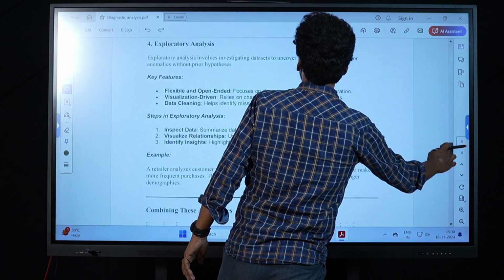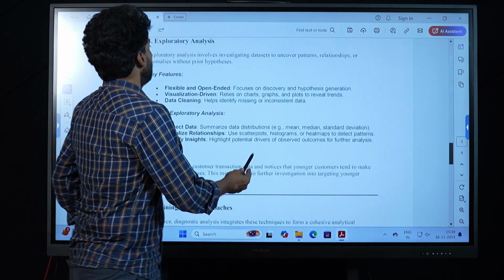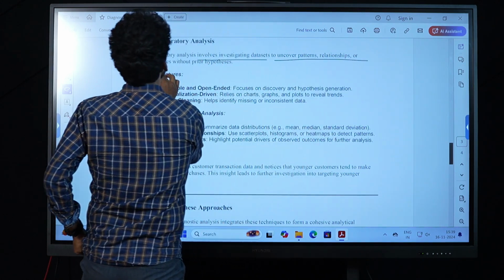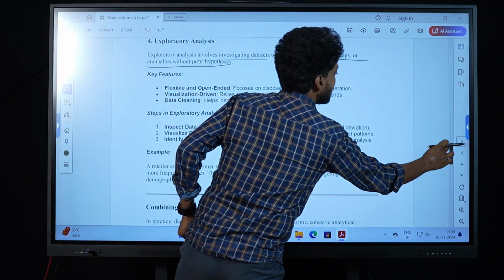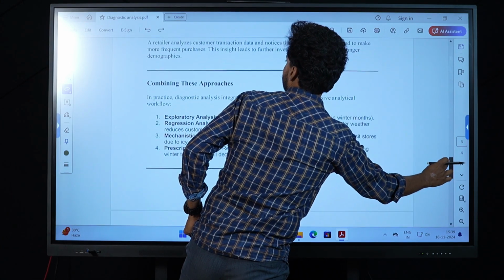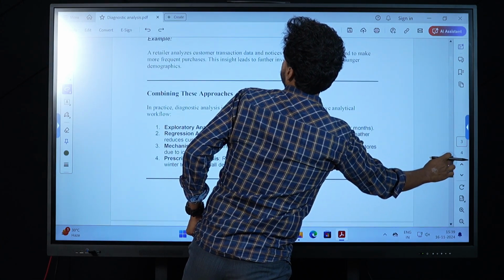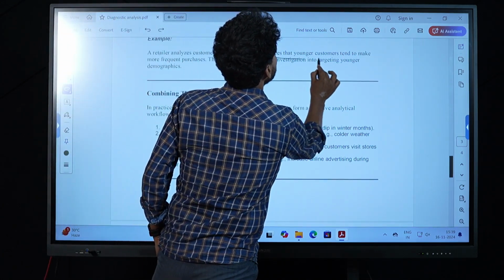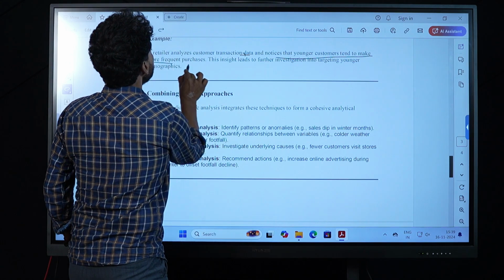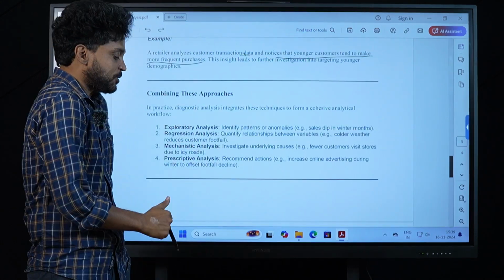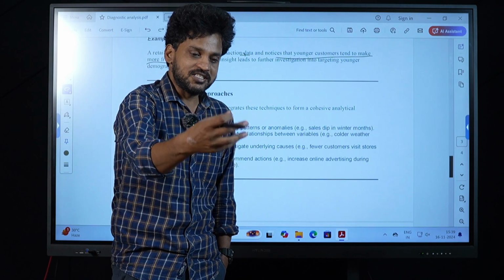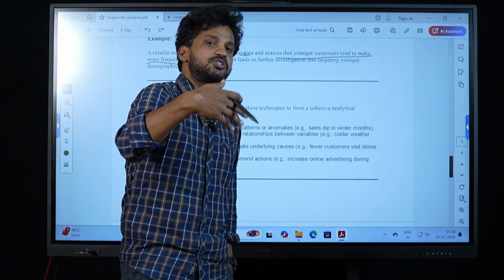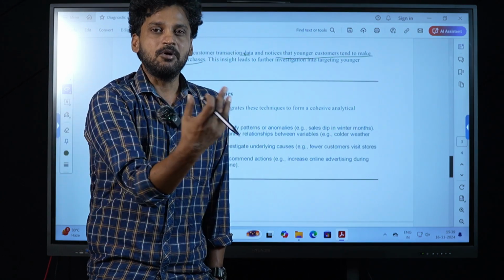Exploratory analysis. What is exploratory analysis? It involves investigating data sets to uncover patterns, relationships or anomalies without a prior hypothesis. I am just going to give you a direct example. A retailer analyzes customer transaction data and notices that younger customers tend to make more frequent purchases. This is exploratory analysis. For instance, there is Flipkart. You are the owner of Flipkart. You just need to boost the sales of mobile phones.